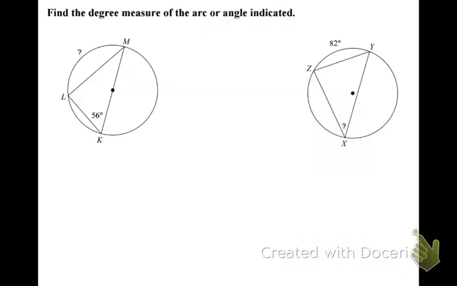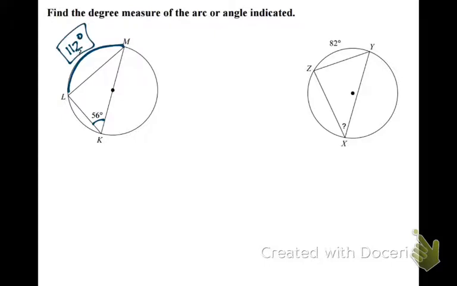All right, so now we're going to do 2 more and then move into the last 2 aspects of 10.4. Find the degree measure of the arc or angle indicated. We're finding an arc here, finding LM. LM is an arc. What is the angle that it corresponds with? 56. You're given the angle, so how do you find the arc? Multiply it times 2. What's 56 times 2? Degrees.